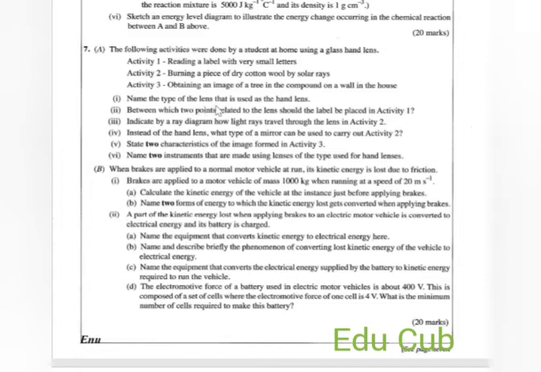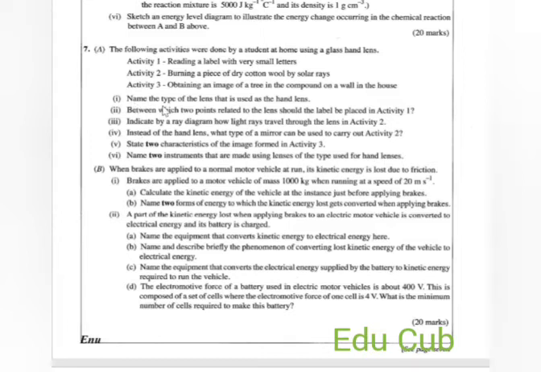Question A, name the type of lens that should be taken as the hand lens. Between which two points related to the lens should the label be placed in activity 1? Indicate by ray diagram how light travels through the lens in activity 2. Instead of the hand lens, what type of mirror can be used to carry out activity 2? State two characteristics of the image formed in activity 3. Name two instruments that are made using the type of lens used as the hand lens.